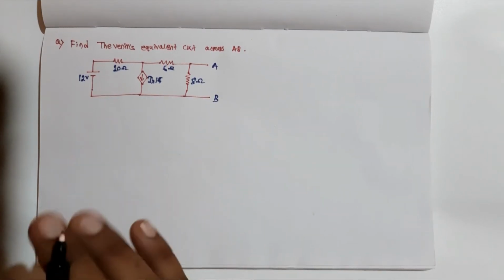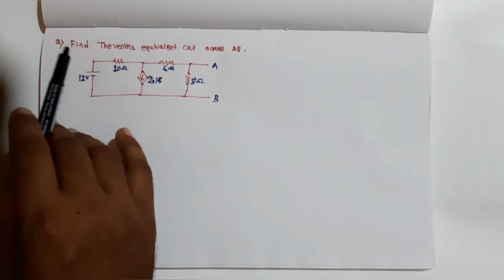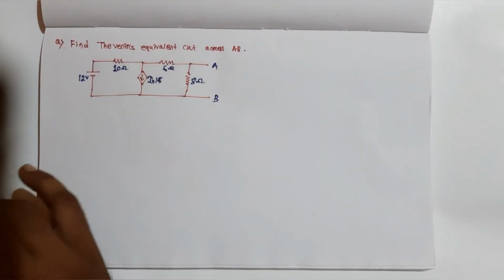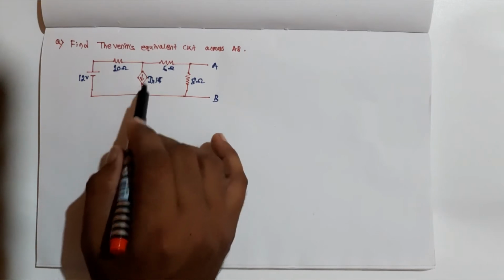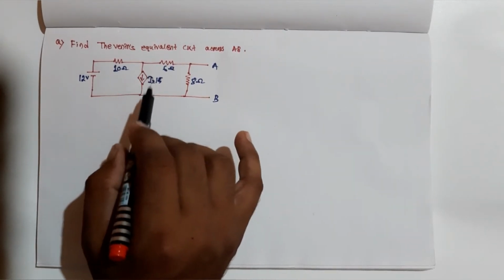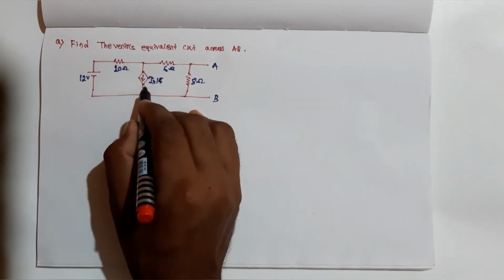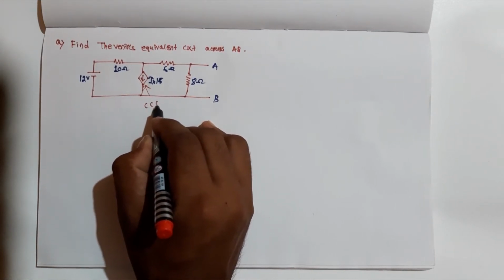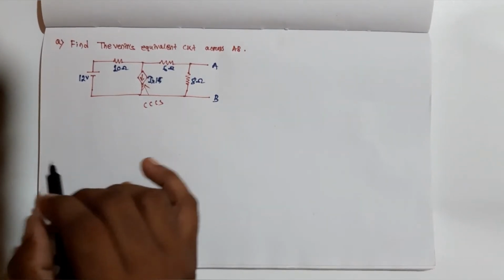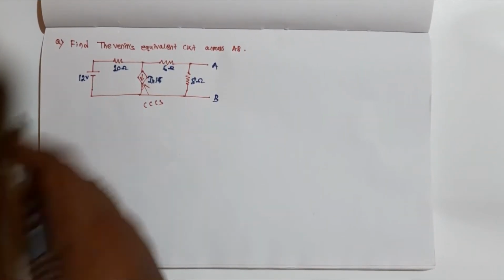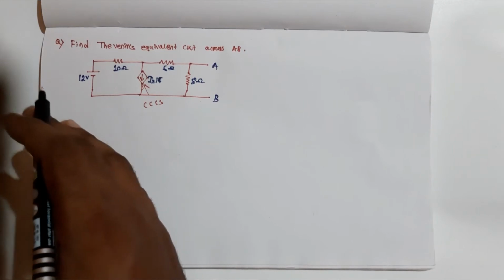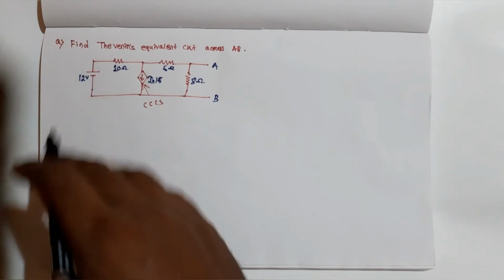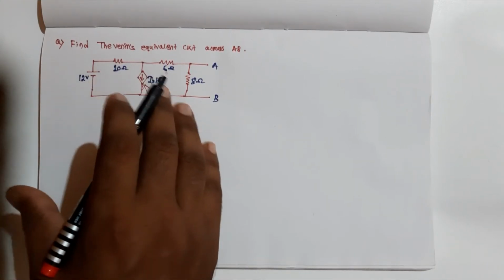See here, the question is: find the Thevenin's equivalent circuit across AB. Here, the question circuit has one dependent source present. This type of dependent source is a current controlled current source. In this video we are going to start with how to apply Thevenin's theorem when a dependent source is present.